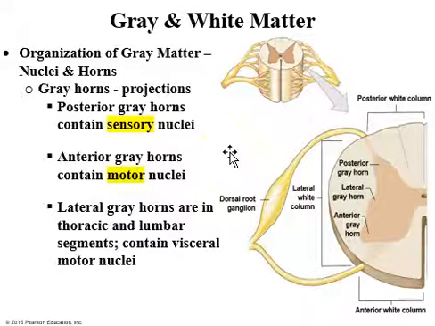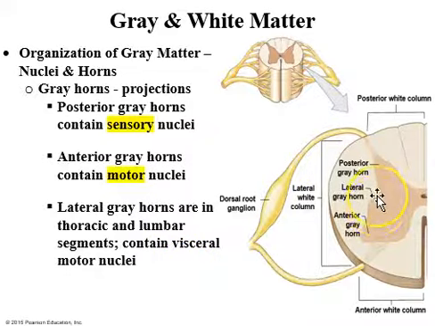Alright, so then these gray horns, as we mentioned, the posterior gray horn contains your sensory nuclei. The anterior gray horn is going to contain your motor nuclei. The lateral gray horn is only a feature that we see in the areas of the thoracic and lumbar segments, which are going to contain motor nuclei for the visceral organs.